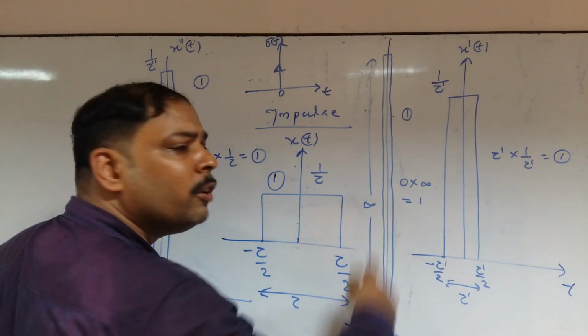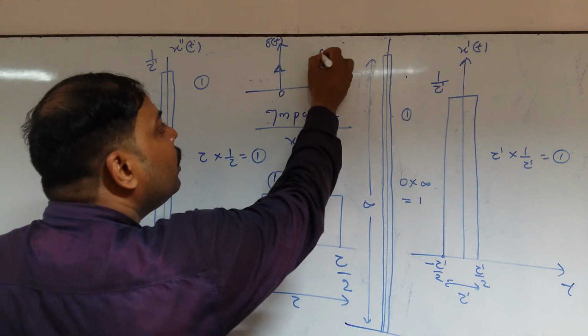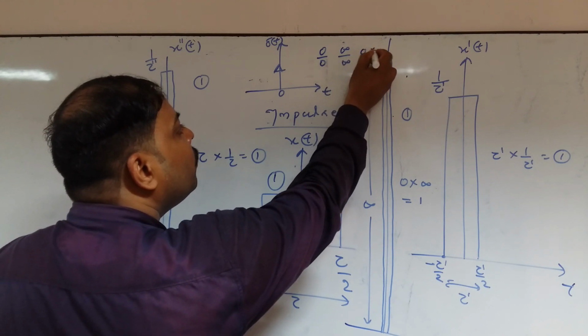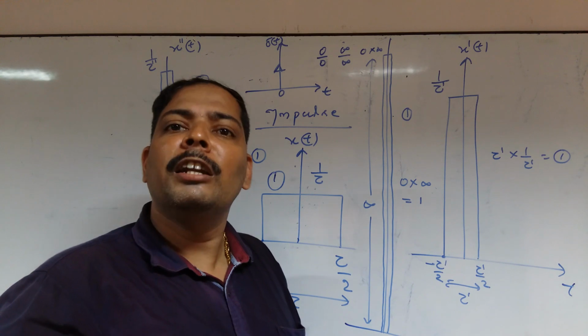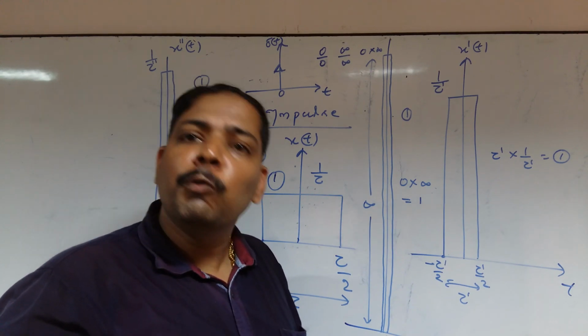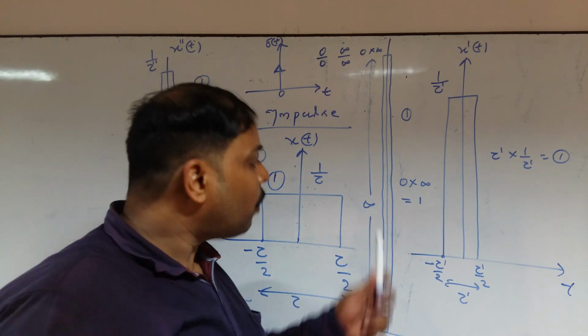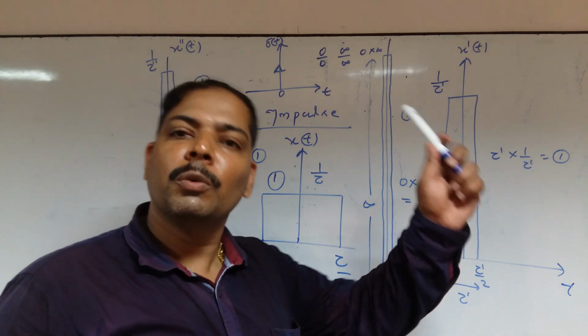In general, 0 into infinity is undefined. There are 3 possible cases we have read in class: 0 by 0 undefined, infinity by infinity undefined, 0 into infinity undefined. But undefined means it can have a defined value for a defined case. So here I am taking this case, and for this case you get the defined value as 1. 0 into infinity, that means you are getting 1.